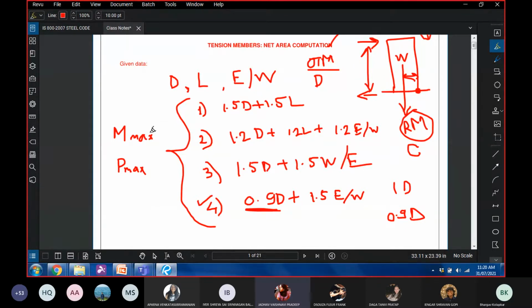Hi, can you explain the last condition, the one with the 0.9 dead load? What did you not particularly understand about it? The one after the overturning moment with the diagram.